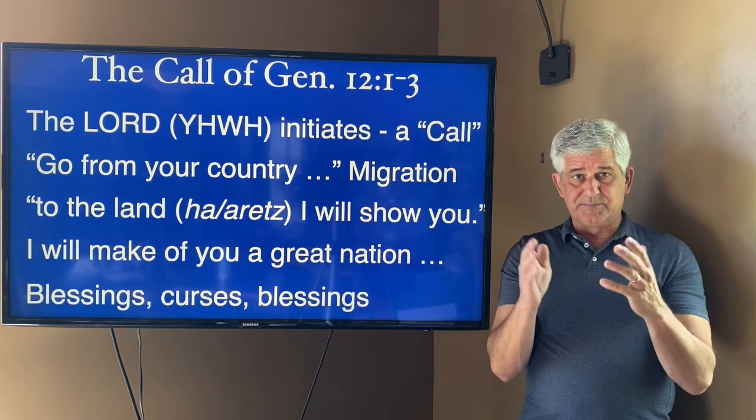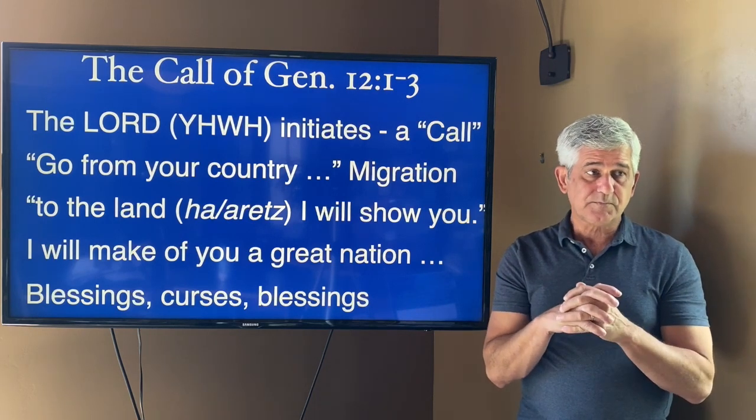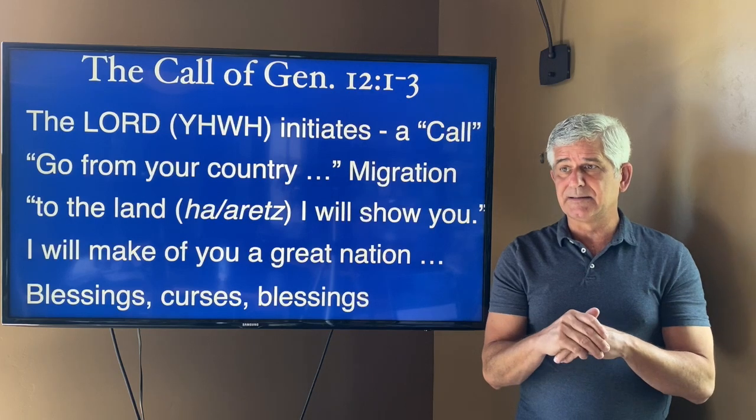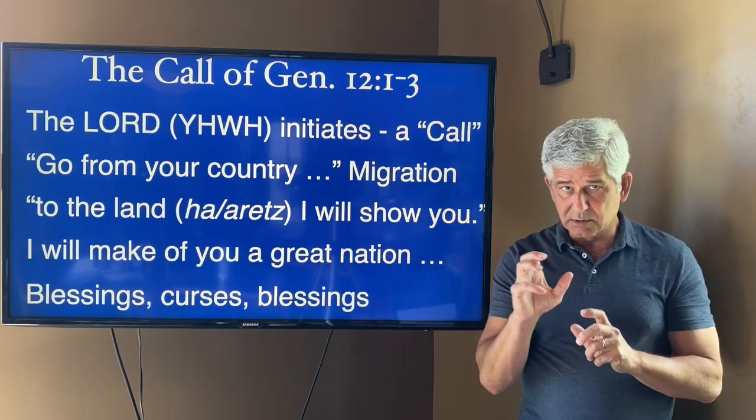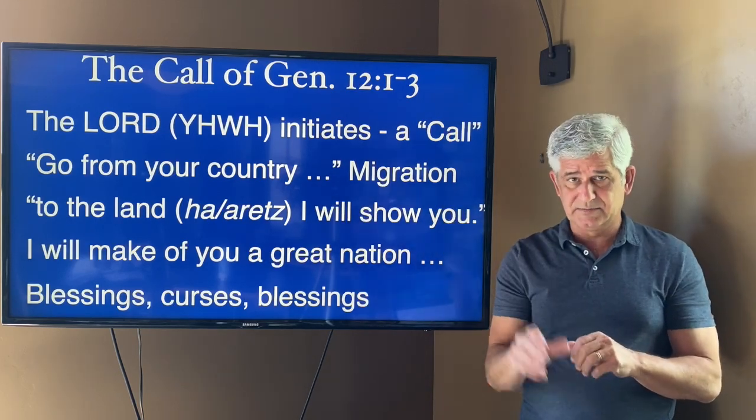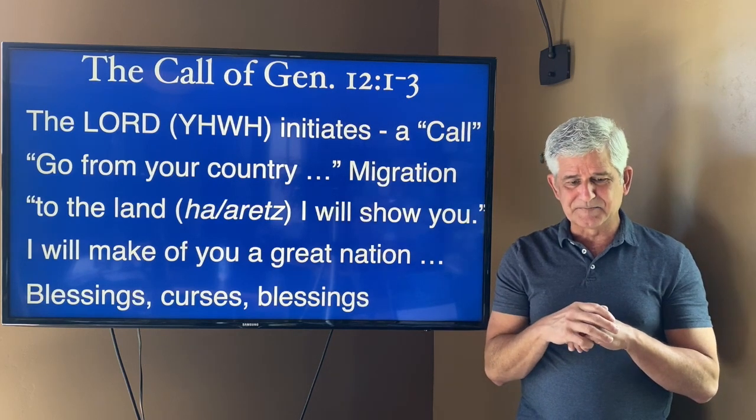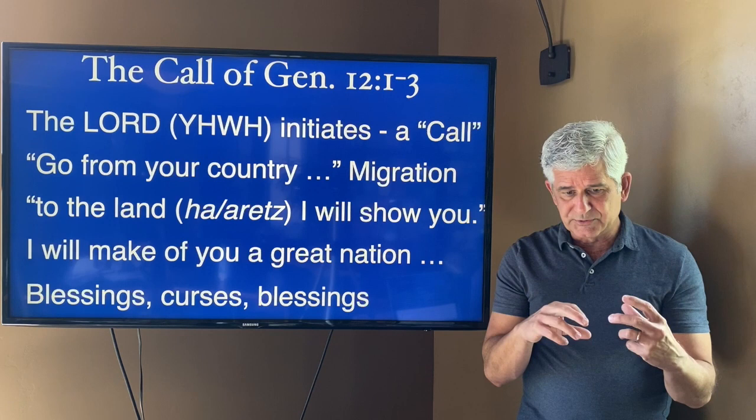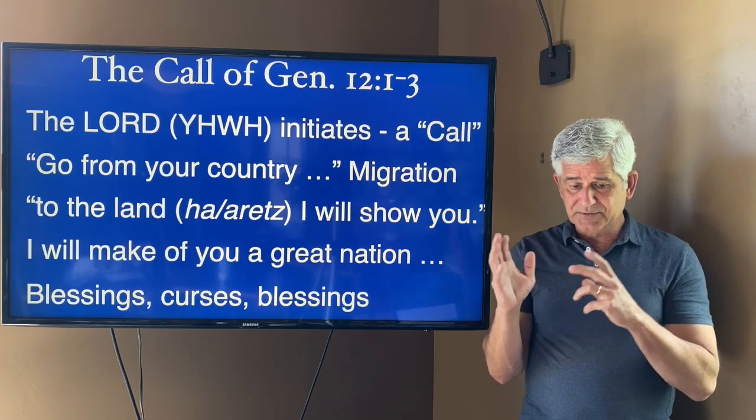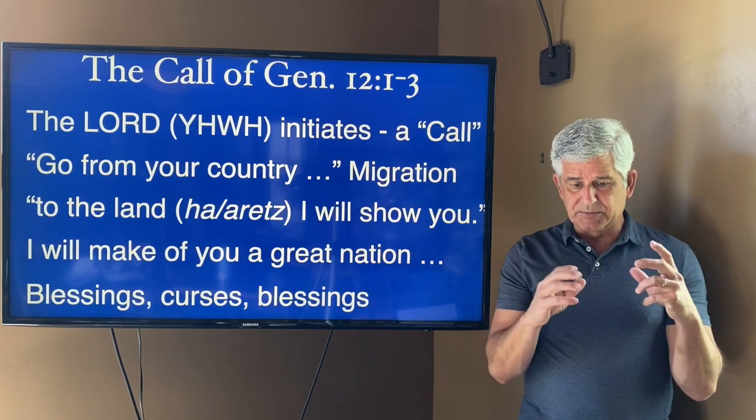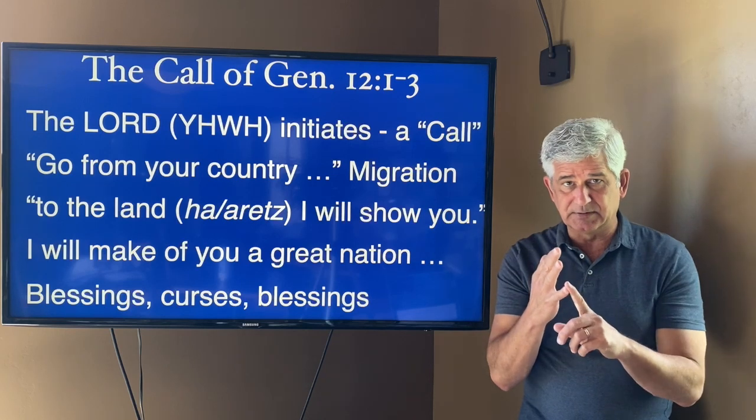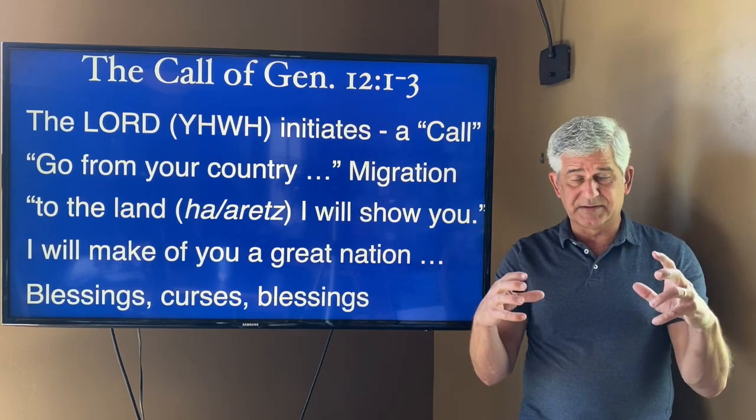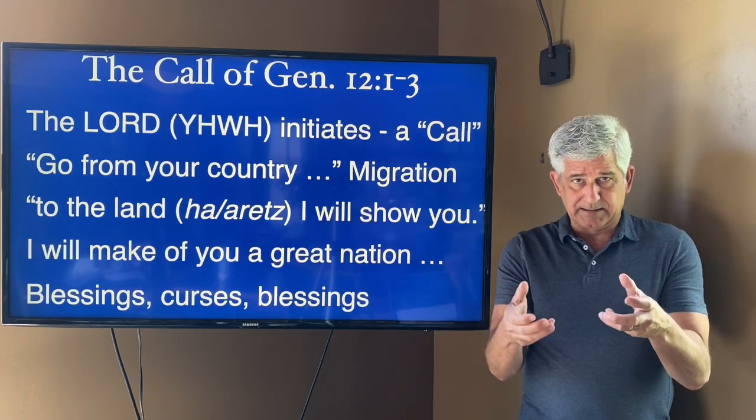And it begins with the verb go. It's a reflexive verb, like go yourself, take yourself, get yourself. Go from your country. And not just your country, but also from your kindred, from your father's house. So this is a severe uprooting, as it were.